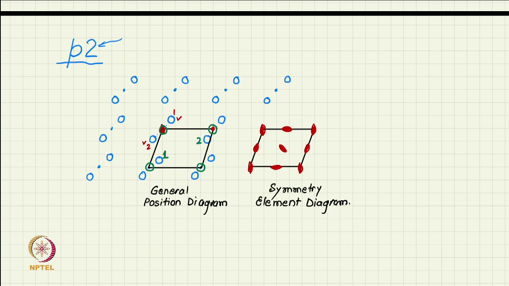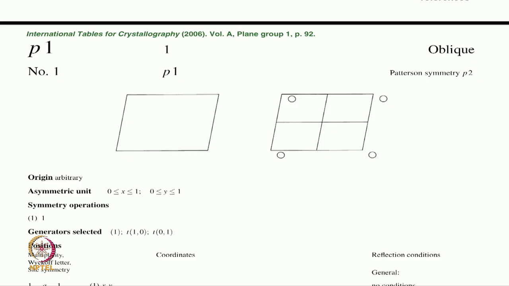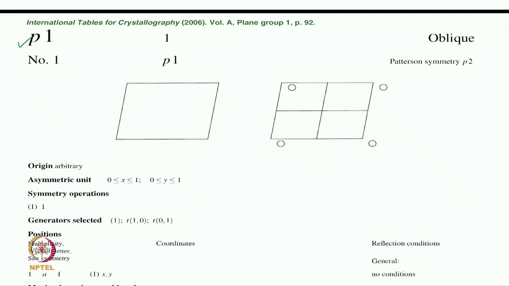So, let us look at how this information is given in the International Tables. This is the page of the International Tables, the P1 group which we discussed. Every space group or plane group is given a number, for ready reference, a serial number of the International Tables. This has no scientific content; they have just arranged it. So, 1 is not 1 fold or 2 fold or anything, because it will keep going from 1 to 17. The first one without any symmetry, they have called number 1.